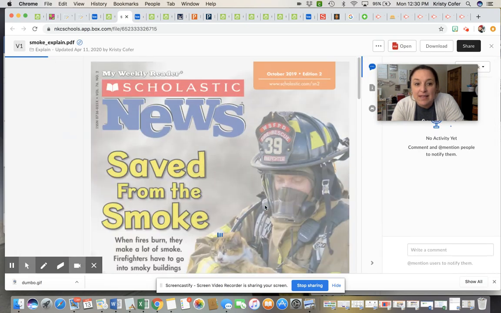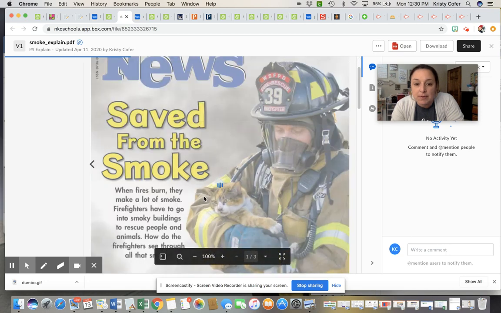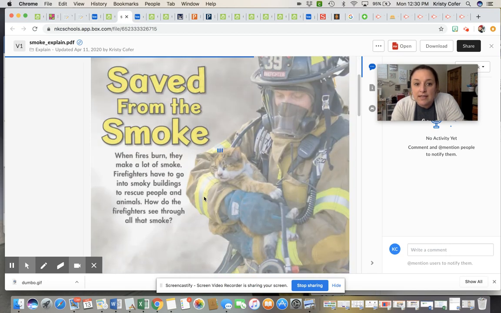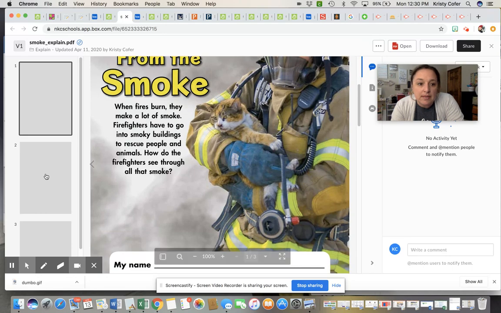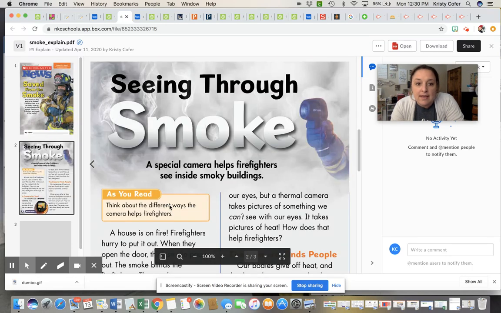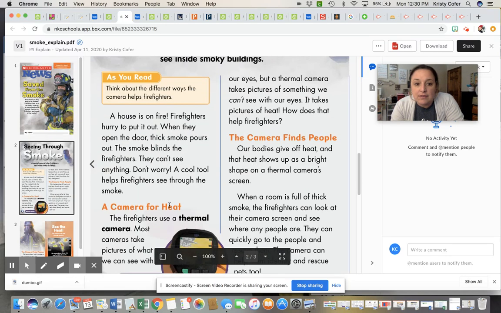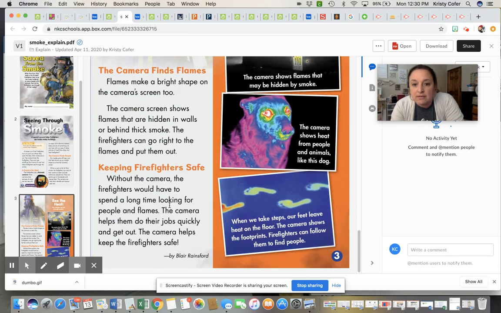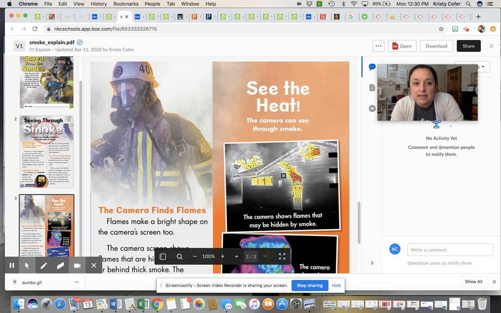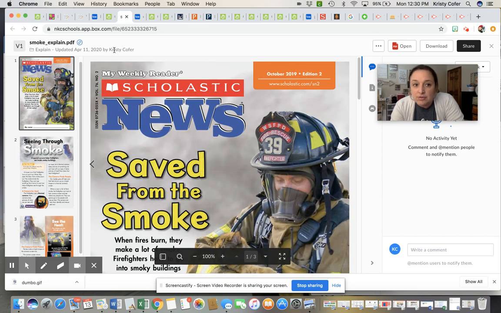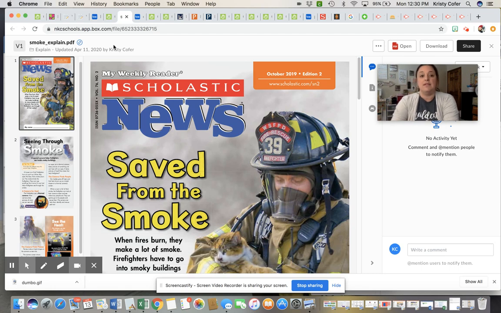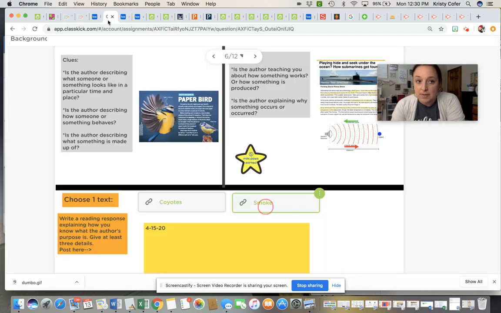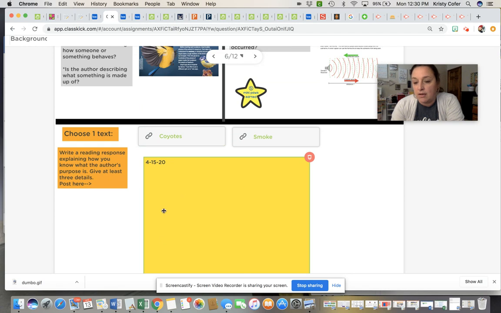All right. Smoke, saved from smoke. So here is an article about smoke and firefighters and seeing through smoke in a fire. So if you are interested in this article, please click on it. You only need to choose one. If you want to do both, that's up to you, but the assignment is to do one and then tell me what the author's purpose is right here on this sticky note.